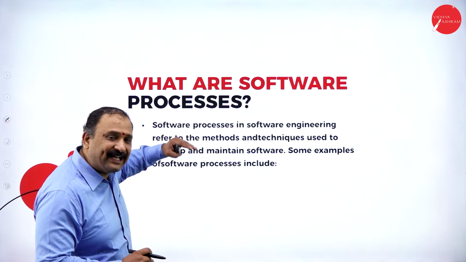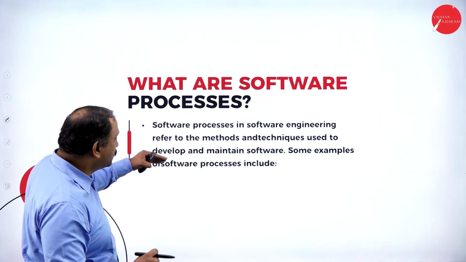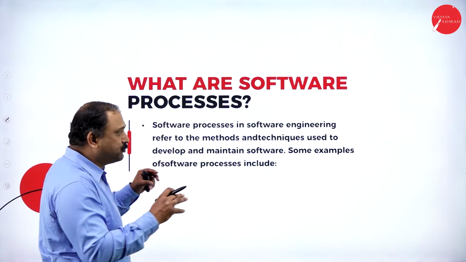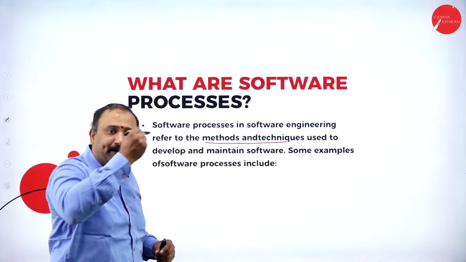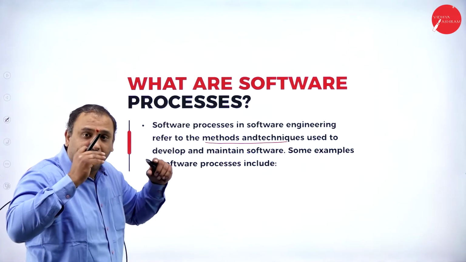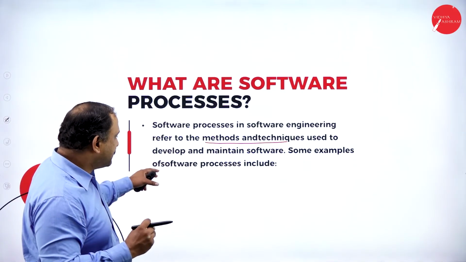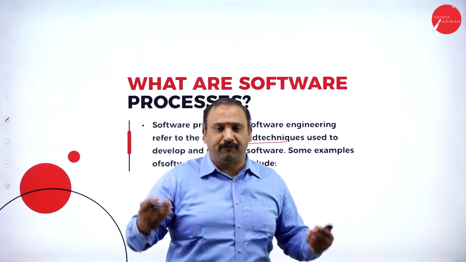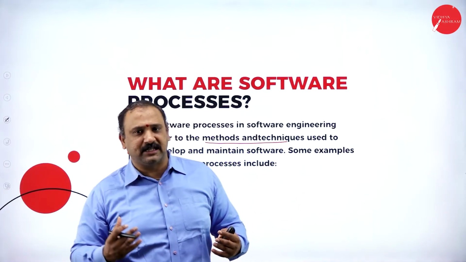Software processes in software engineering refer to the methods and techniques used to develop and maintain software. Now let's focus on this phrase, methods and techniques, because using different methods and techniques, you would be able to develop better software. Some examples of software processes which we will be talking about are the waterfall model, the spiral model, and the agile model. So there are many models that are going to come in.